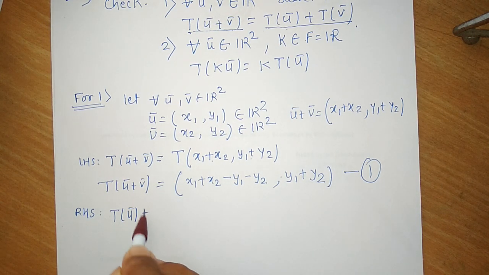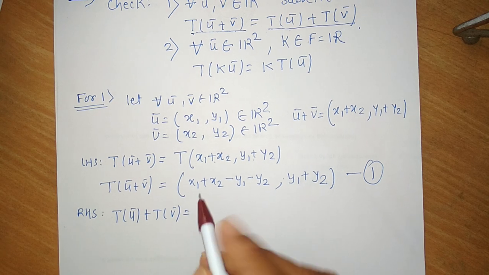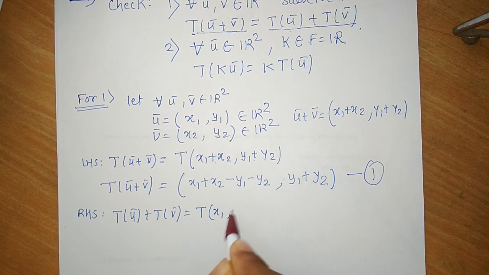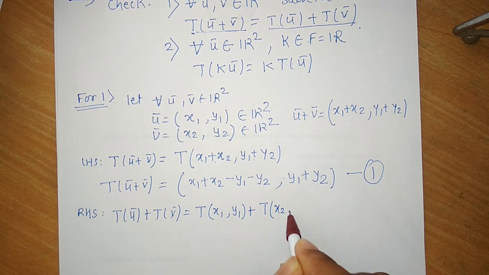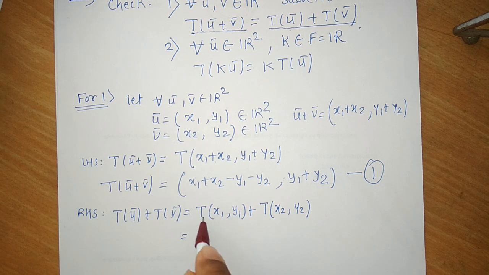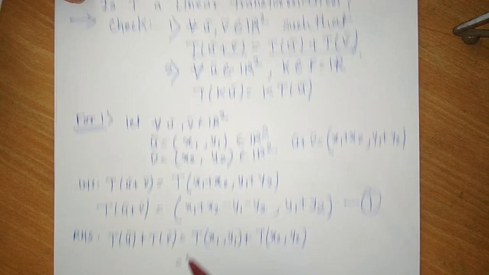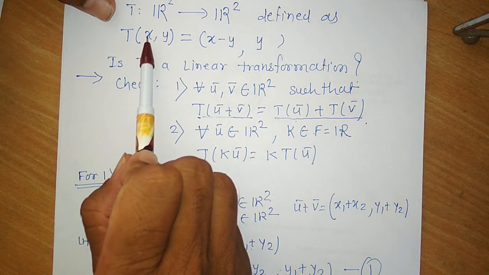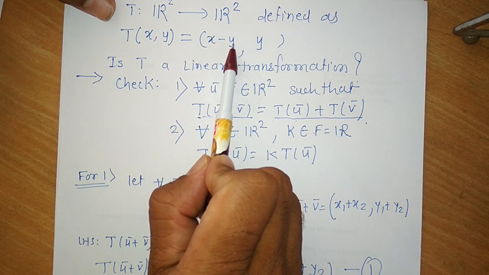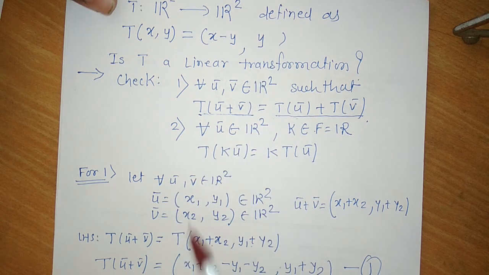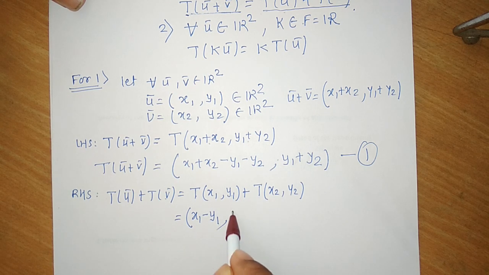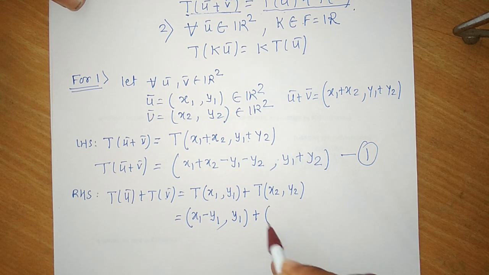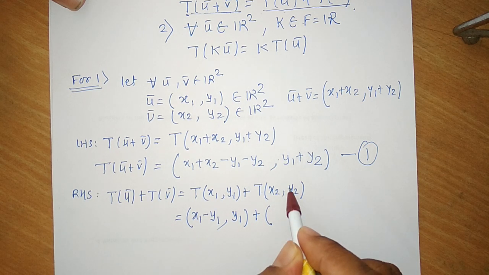T of u bar plus T of v bar. T of u bar, vector means x1, y1, plus T of v bar, vector means x2, y2. We evaluate the image of this vector under T. The formula is here: T of (x, y) means the first component is subtraction, x minus y, and the y component as it is. In the same way, T of this vector is x1 minus y1, and the second component is y1 as it is, plus T of this vector, that is the image of this vector under T.